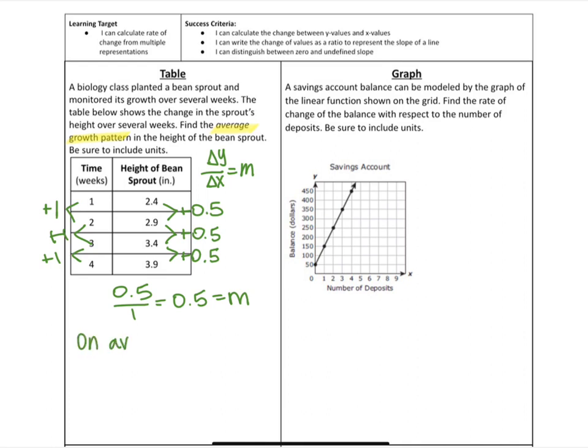On average, the bean sprout grew half an inch, or 0.5 inches, per week, or each week. Either of those things will do the same. And that's telling us the rate of change, or the slope. So that would be my answer in a real life context.